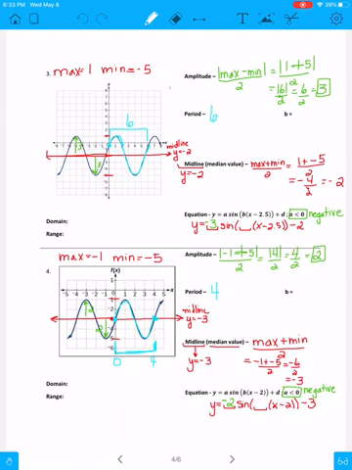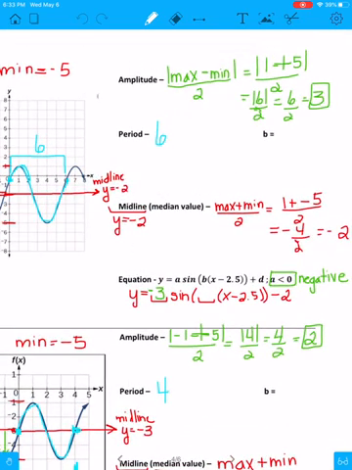Next page. Our B is 2 pi divided by P. P is 6 again. So it's 2 pi divided by 6, which we know from the previous example reduces to pi over 3. So we're going to have pi over 3 again. Pi divided by 3 for our B.